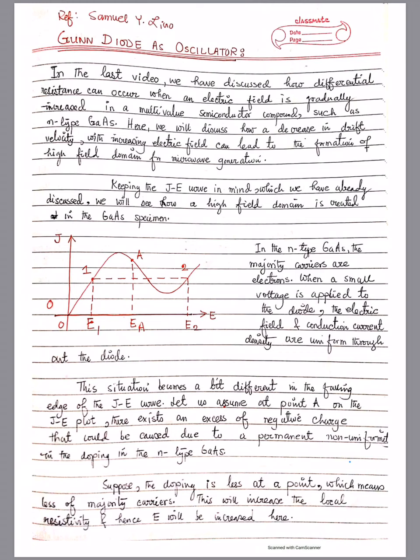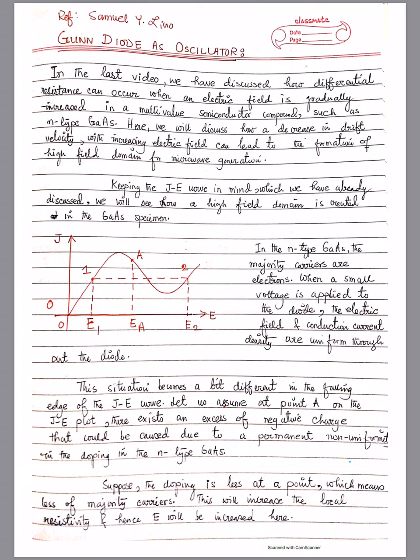In the last video, we discussed how differential resistance can occur when an electric field is gradually increased in a multi-valley semiconductor compound such as N-type gallium arsenide. Actually, this kind of oscillation can happen in other binary semiconductors also, but today we'll be focusing on gallium arsenide only, because Gunn first discovered the Gunn effect on N-type gallium arsenide.